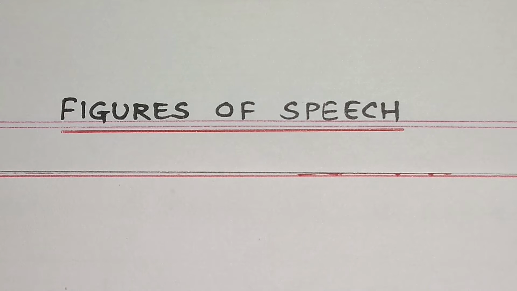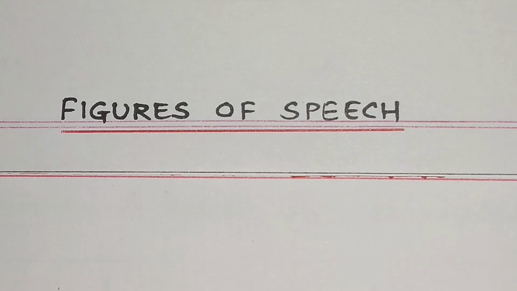This is the sixth part of the video series on figures of speech. In this video, we will understand the figures of speech, euphemism, pun and apostrophe. So let's start with the first figure of speech, euphemism.